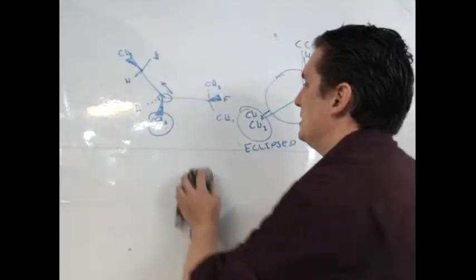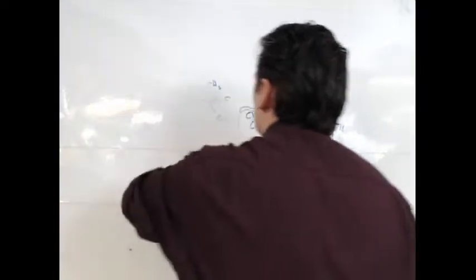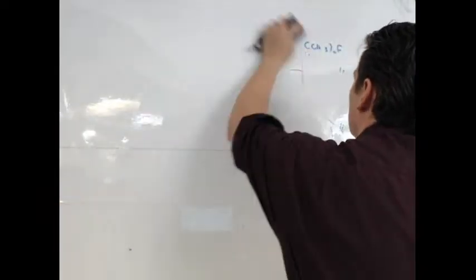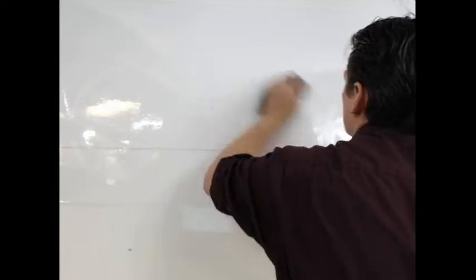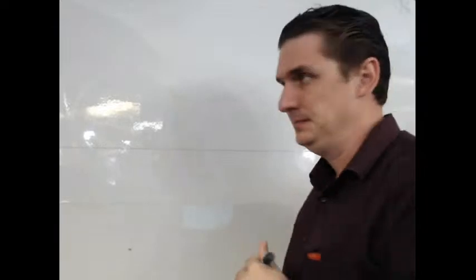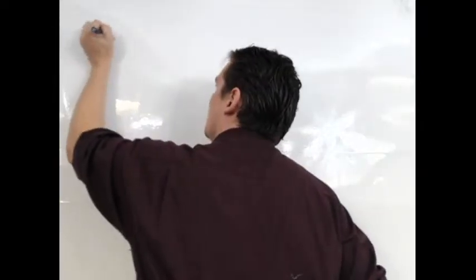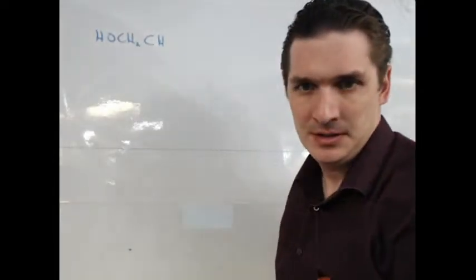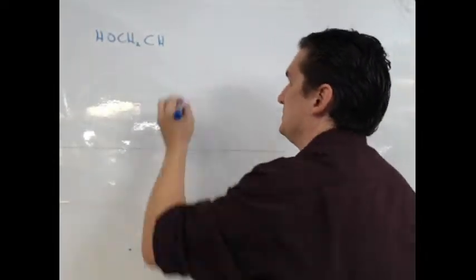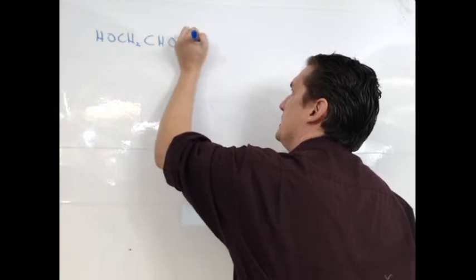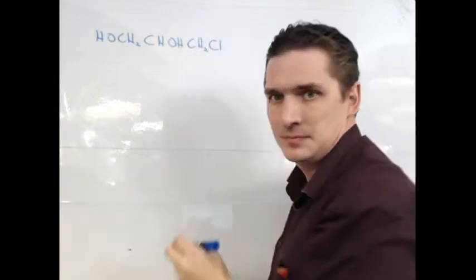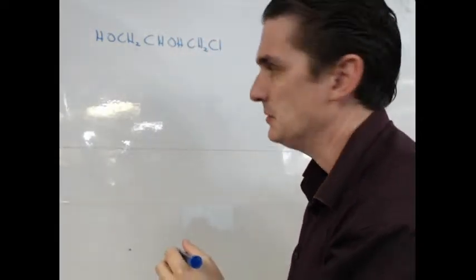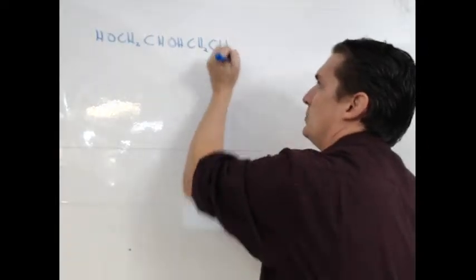Number 4 in the lab manual is asking you to draw the Fischer projection of this molecule. Now, admittedly, this is not a very good question because of the way the lab manual has written this formula. So the formula is HO, CH2, CH, OH, CH2, CH3. So why is this a bad way to write this?